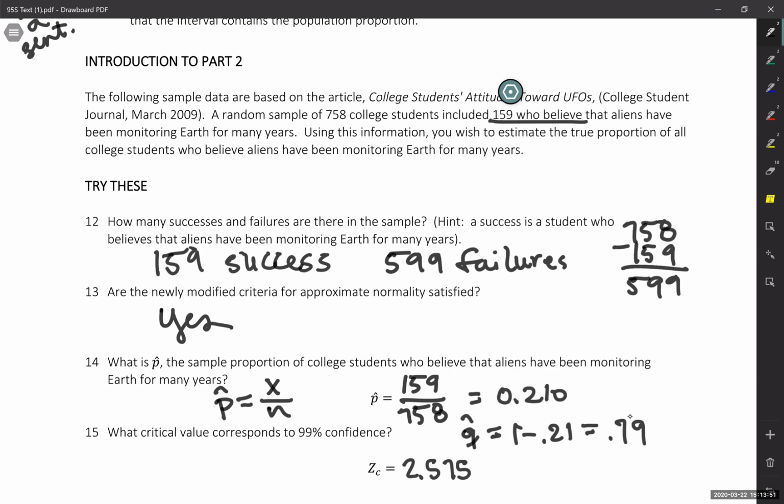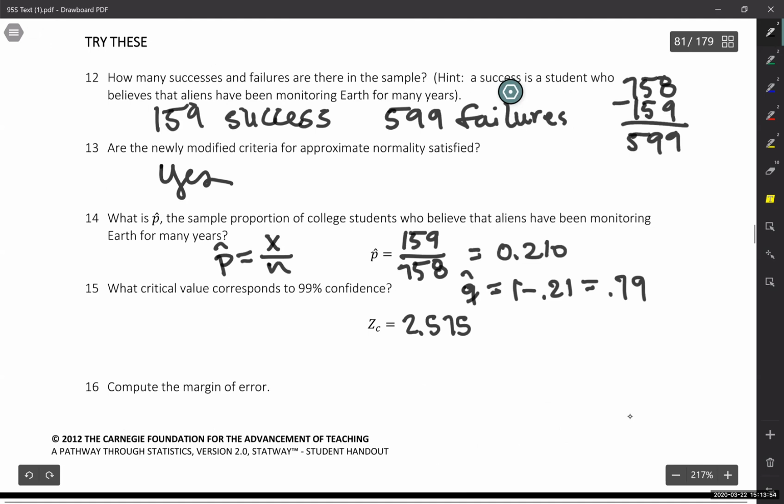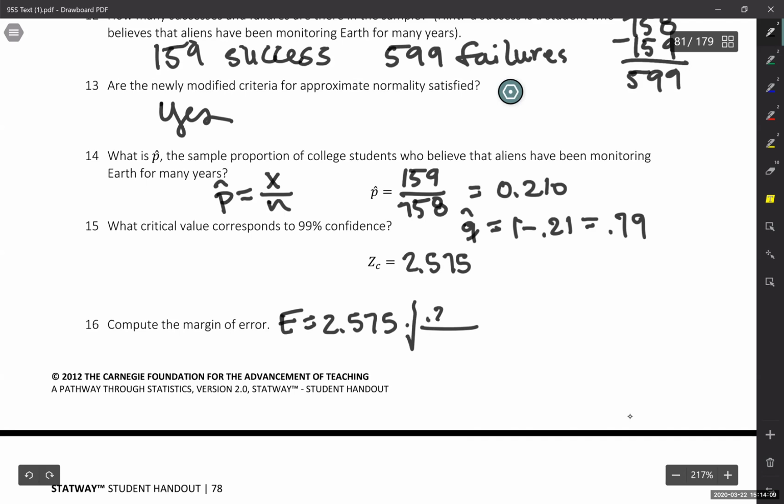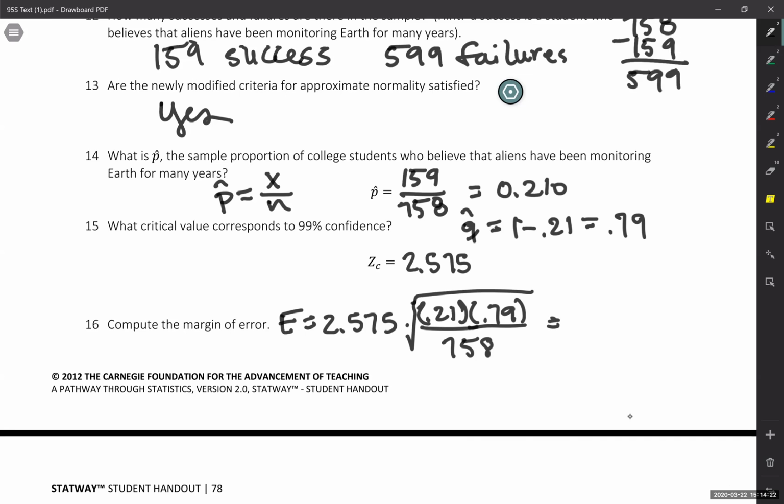And now I'm going to compute the margin of error. So for the margin of error, I have my z, and I'm multiplying that by the square root of my p hat times my q hat all over n. And so I'm getting about 0.04 on my calculator. Okay, so there's my margin of error.